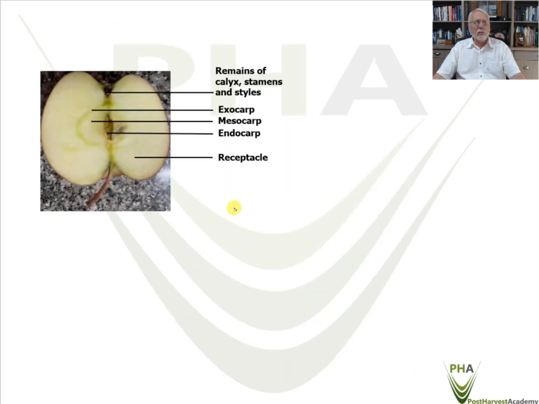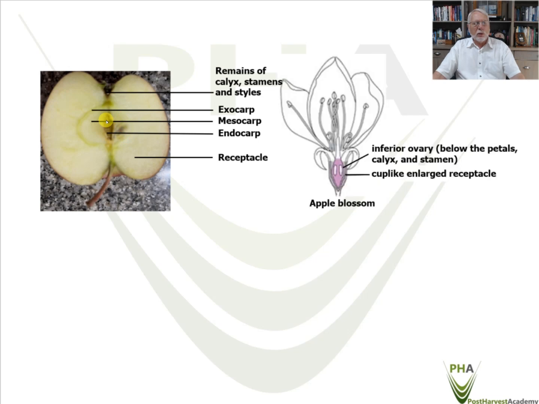Let's look at a number of examples of fruits and their structures. In apple, the edible parts develop from the receptacle of the flower. The calyx end contains the remains of the calyx, the stamens, and the styles. This green line develops from the exocarp of the ovary, and the white part inside develops from the mesocarp. The membrane that surrounds the seed develops from the endocarp of the ovary.